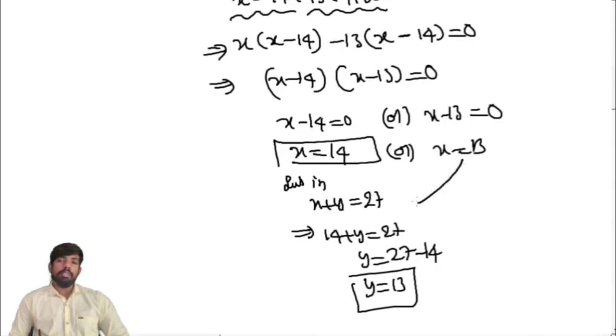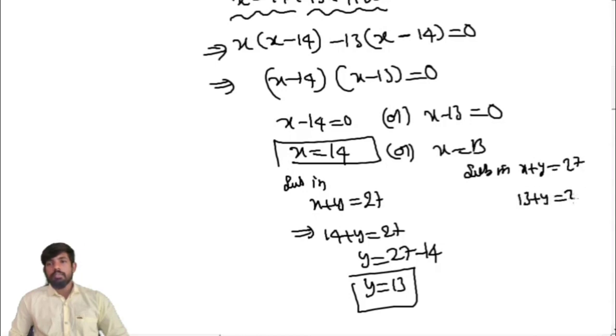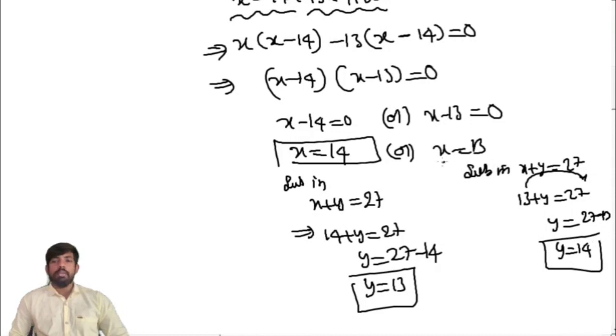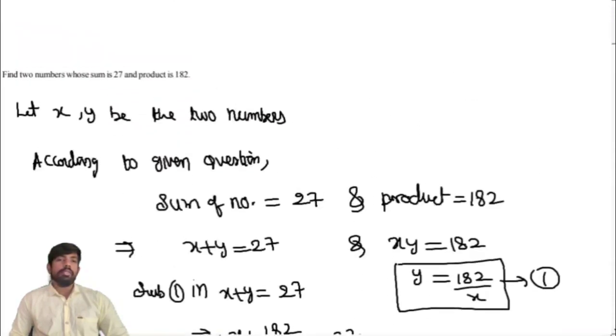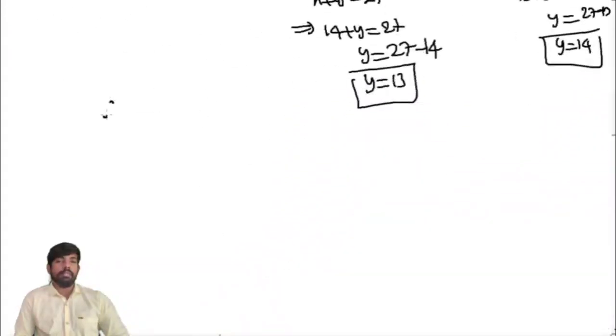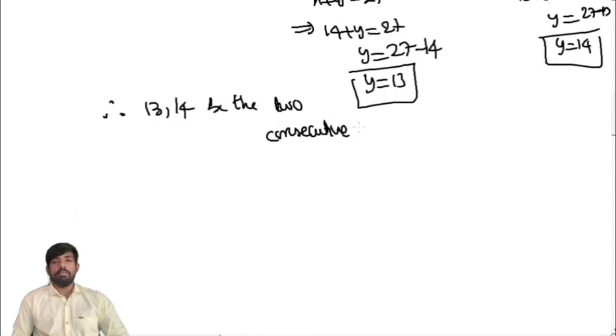Similarly, if I substitute this, I can get y is equal to the same numbers. So if I substitute in x plus y is equal to 27, x is equal to 13, plus y is equal to 27, y is equal to, bring the 13 to the right hand side, minus 13, you will get 14. Y is equal to 14. Therefore 13 and 14 are the two consecutive numbers we assumed here. Reversely you are getting, that's it. Here 13 and 14 are the two consecutive numbers. That's all. This is the solution.